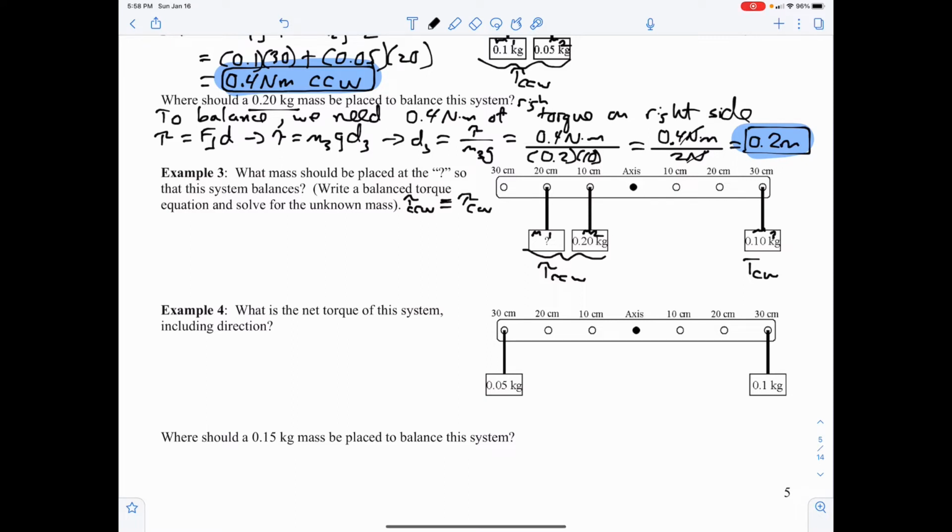So this is mass 1 times g times distance 1 plus mass 2 times g times distance 2, that would be those two together, equals mass 3 times g times distance 3. And we're looking for the unknown mass, so we're solving for M1. So let's go ahead and subtract this over and then divide by g D.